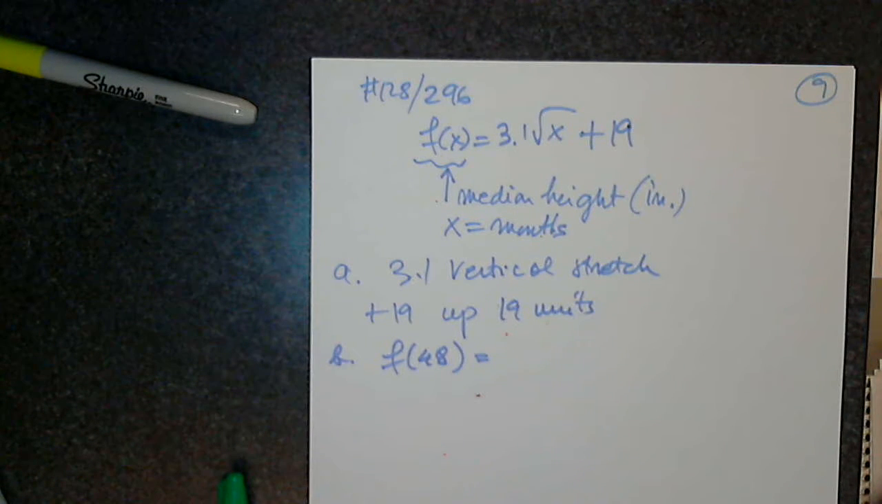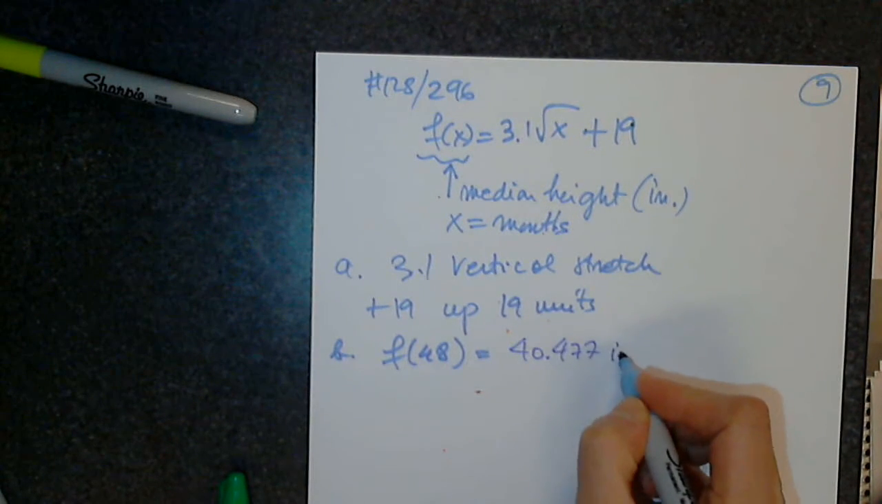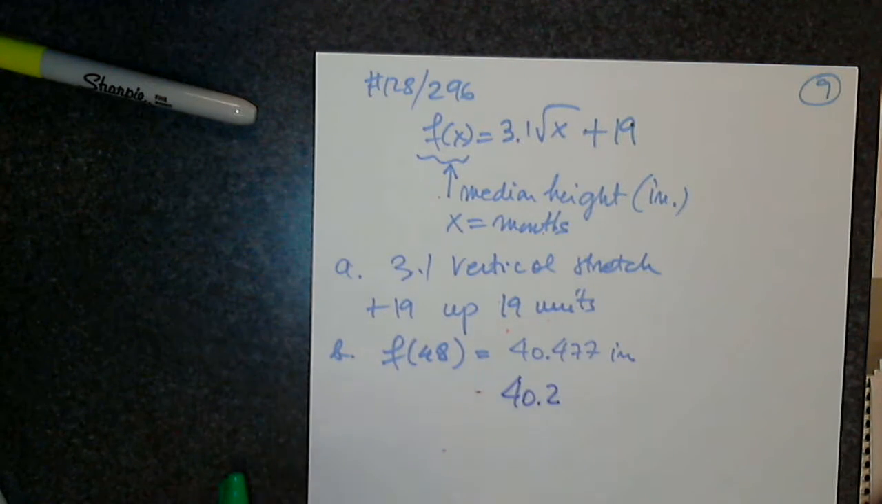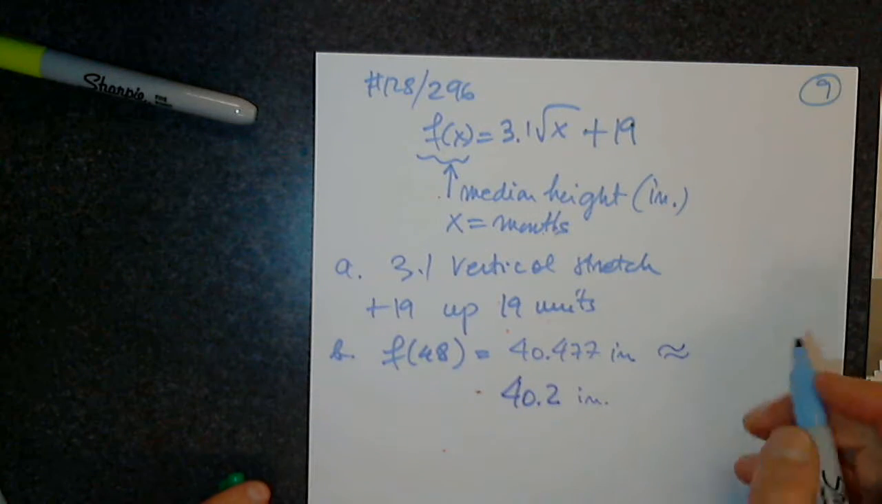So 40.477 inches. According to the model, a girl who is 48 months old should have a height of 40.477 inches. It says round to the nearest tenth of an inch. The actual median height for girls at 48 months is 40.2. They want us to round to the nearest tenth of an inch, so you will say 40.5.